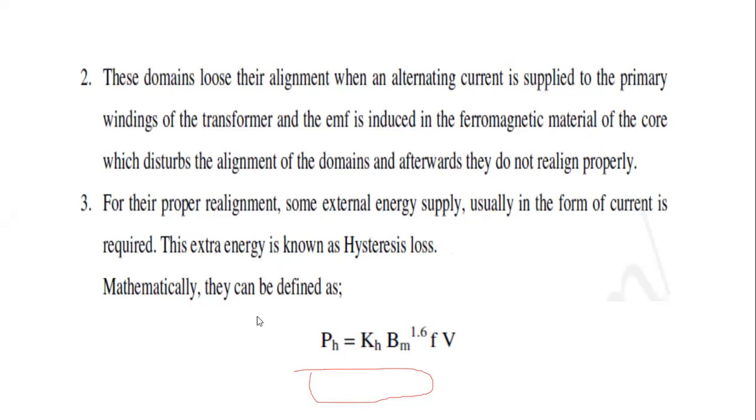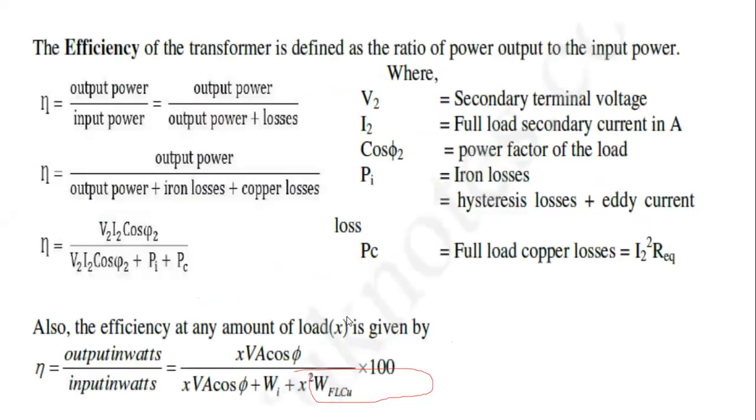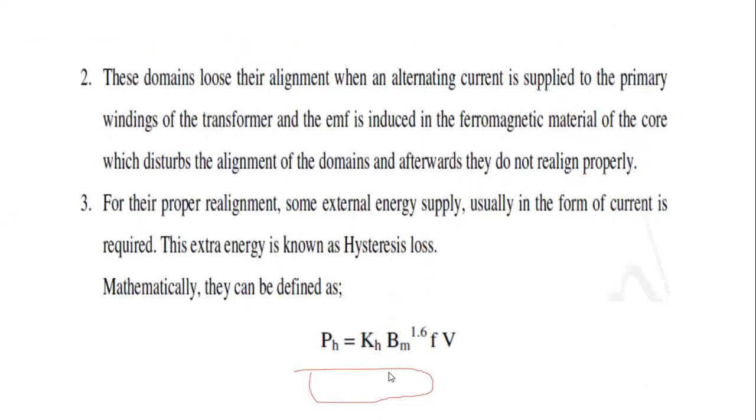Mathematically, the hysteresis loss PH is equal to KH Bmax power 1.6 F into V, where KH is the hysteresis coefficient, BM is the maximum flux density, F is the supply frequency and V is the voltage. This is the mathematical formula for the hysteresis losses.